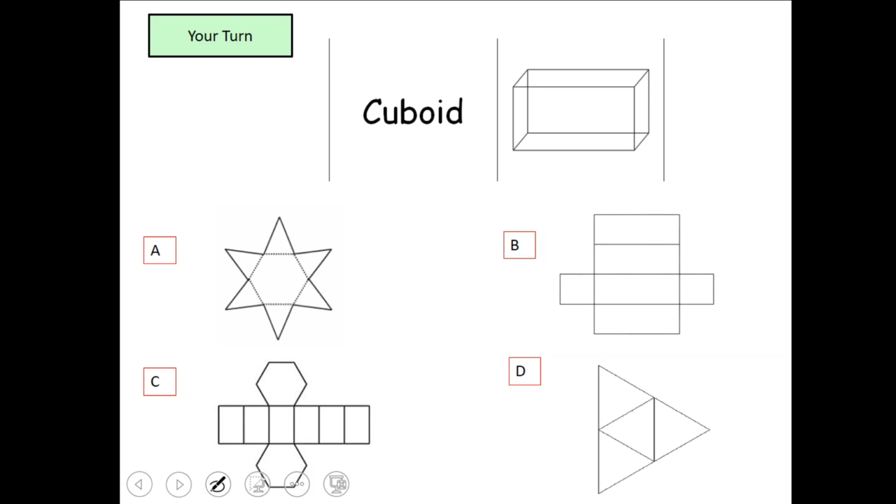Okay, the answer that you should have got for this question is B. Why is it B? Because a cuboid is made up of rectangles and squares. And how many faces does it have? 6. So if we count this up, you should get 6 faces, 2 squares and 4 rectangles.